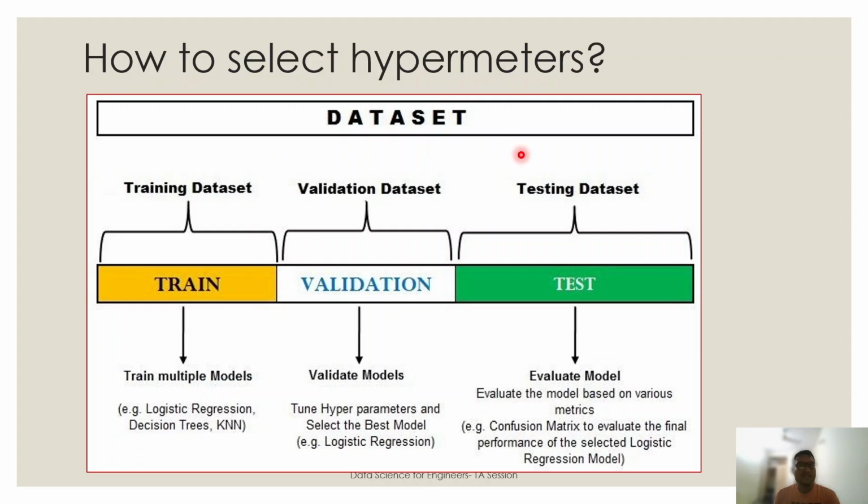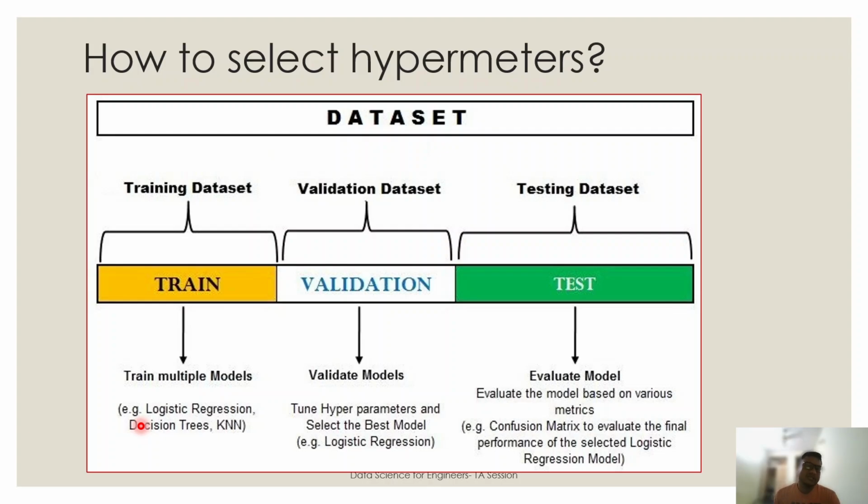So how to select these hyperparameters? You have the data set. What if you have a very big data set, some lakhs or 10 lakhs of sample points? First, what we generally do is divide this data set into training, then the validation and the test data set. On the training data set, we generally train our model.